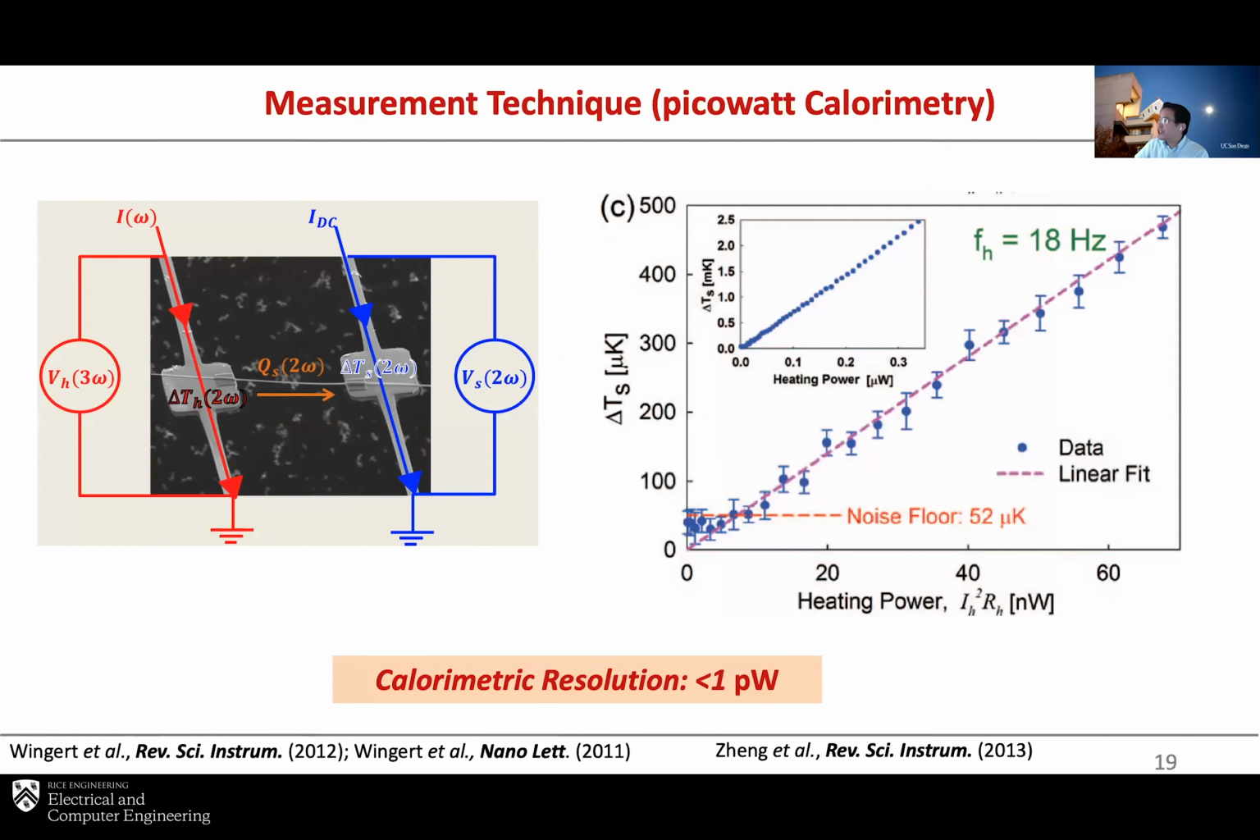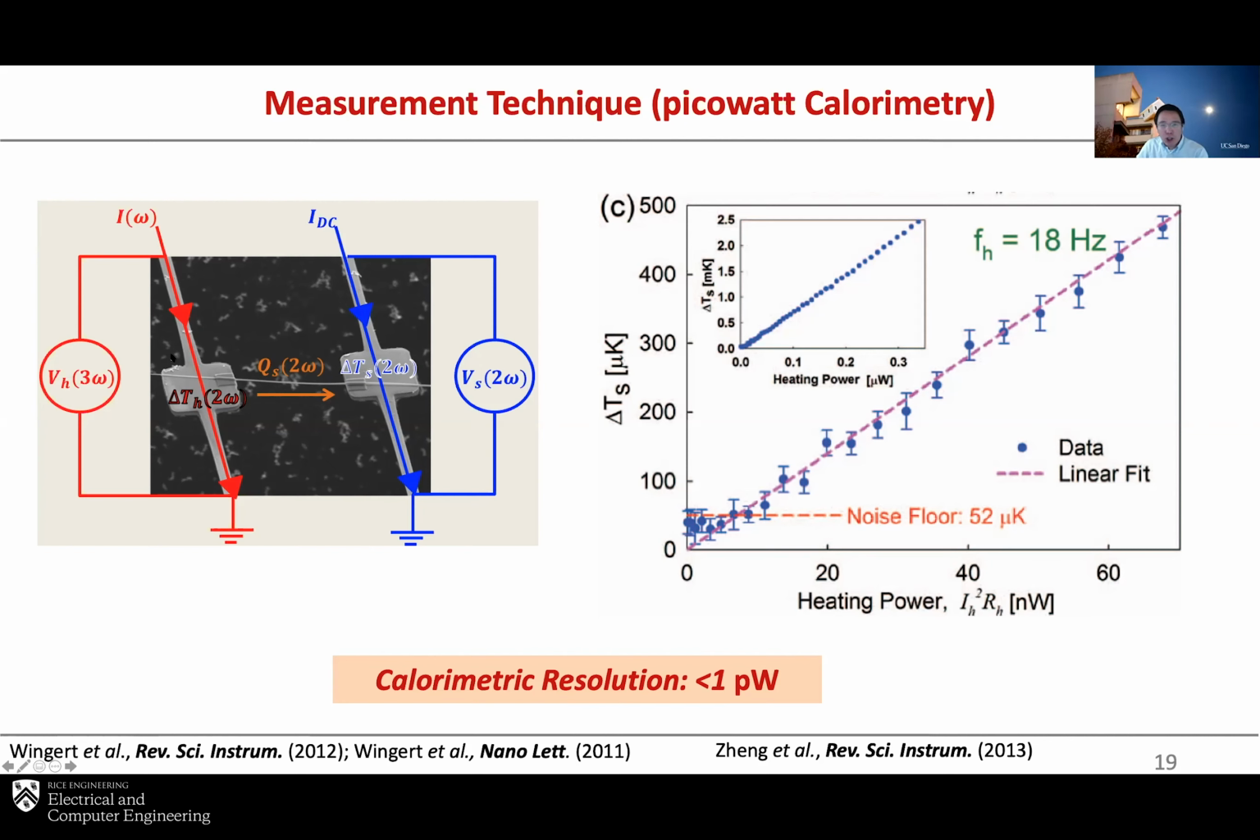And one of the things that we really tried very hard is to improve the resolution of this calorimetry device. And that turns out it's not really easy. We spent quite a couple of years early on, as you can see on these earlier papers, to really improve this calorimetry resolution. And now we can actually measure heat flux with the resolution below 1 picowatt. And that's enabled by a few techniques.